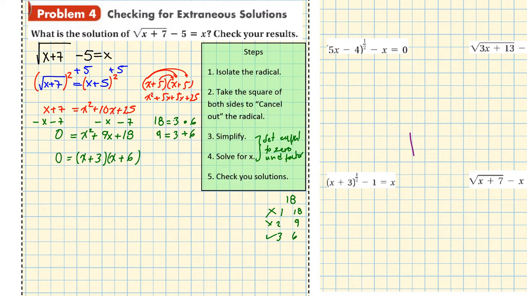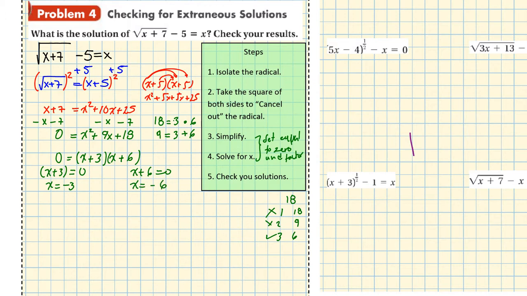Once we're done with that, just remember that we have to set each individual factor equal to 0. So on one hand, we have x plus 3 is equal to 0, and on the other, we have x plus 6 is equal to 0. Solve for x, and you get x is equal to negative 3, and x is equal to negative 6.